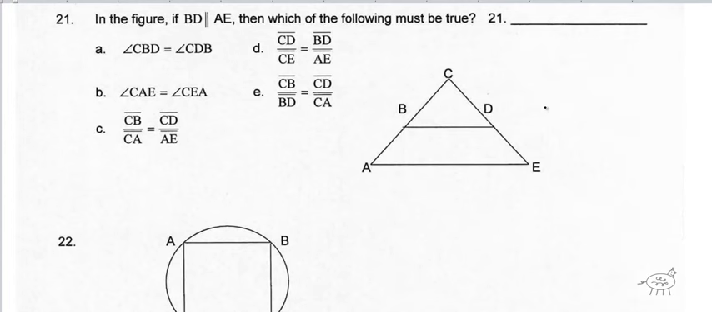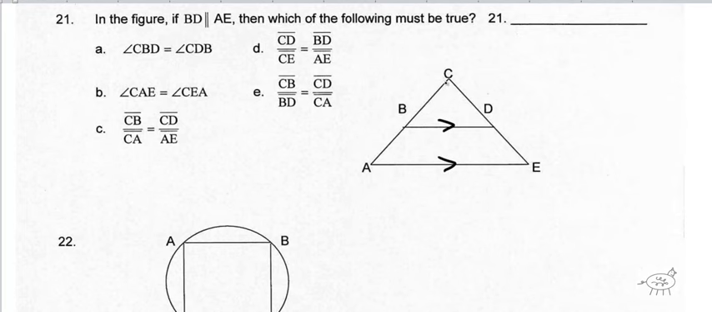21. In the figure, BD is parallel to AE. So these guys are parallel. Which of the following must be true? When things are parallel, things are proportional. But let's look at what's going on here.